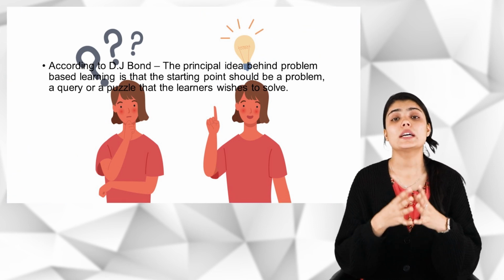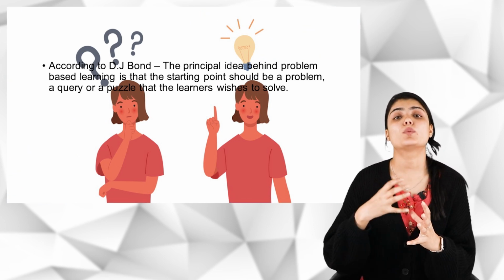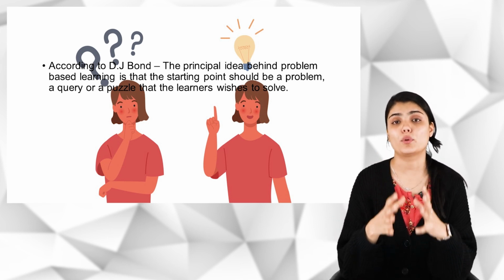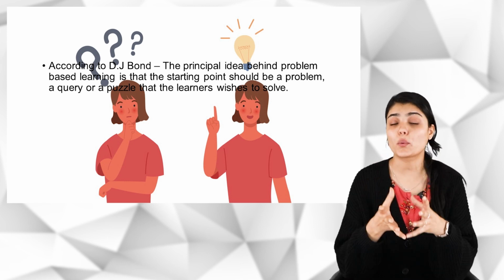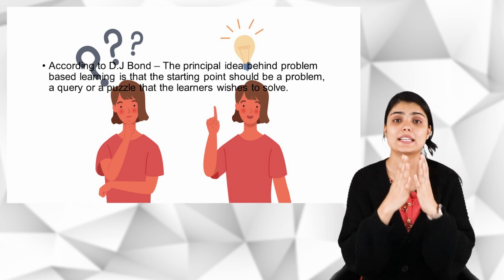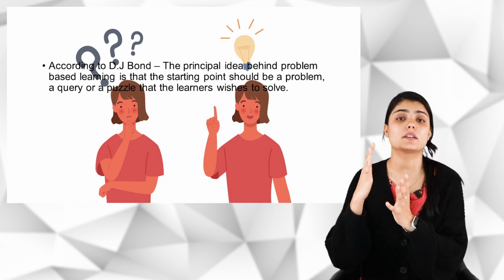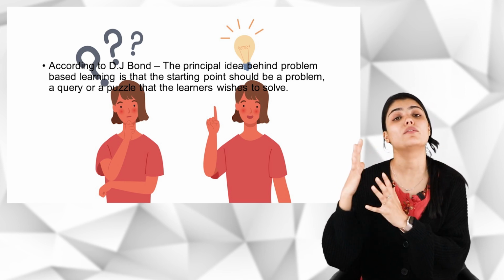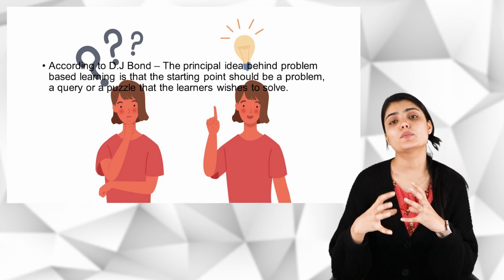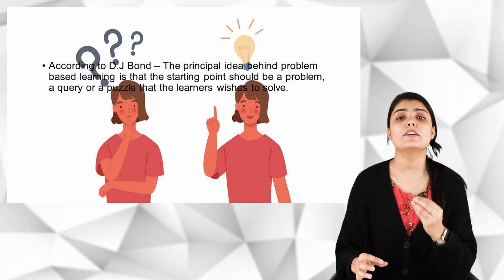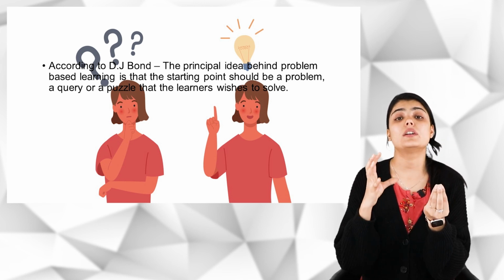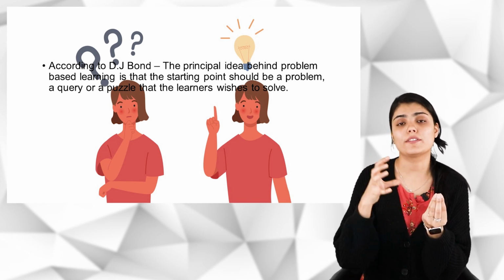According to D.J. Bond, the main principle behind the problem-solving method or problem-based learning is that there should be a problem. There should be a problem or a query or a puzzle that the student wishes to solve, right? As I said, from the term itself, it is problem-based learning, or a problem solving method. So to initiate the process, in order to get involved in problem solving method or problem-based learning, first we need a problem. There should be a problem or a query which the learners or the students wish to solve.